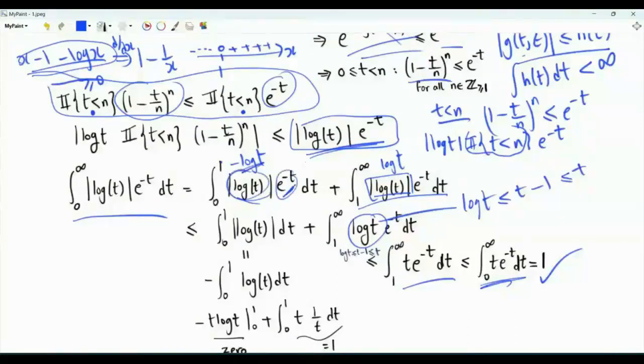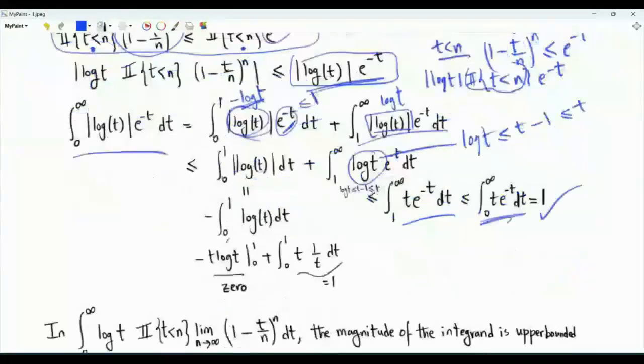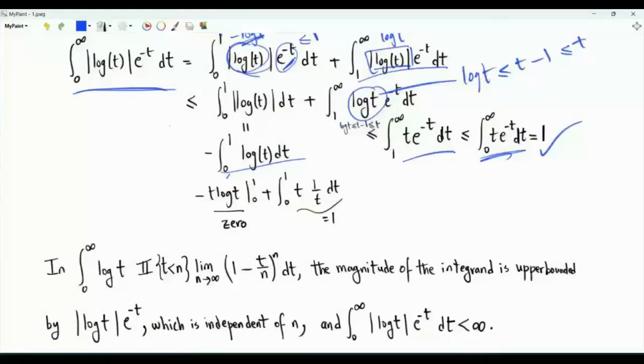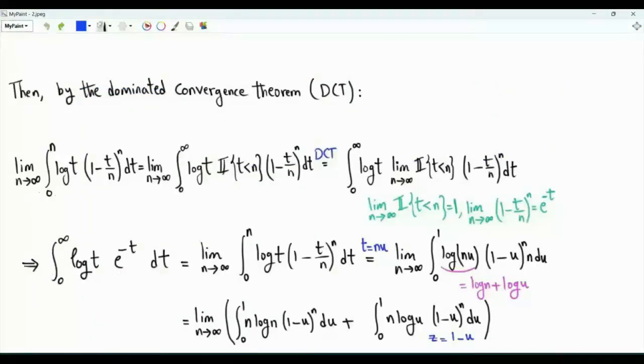Now for the other integral, e to the minus t is less than or equal to 1. We can upper bound e to the minus t by 1, and so this integral here is minus the integral from 0 to 1 of log t dt. We can do integration by parts here, and we also get 1. Since this integral is finite, we can apply the dominated convergence theorem. The limit as n tends to infinity of this integral, which is the same as that one, by the dominated convergence theorem, is equal to the integral of the limit of the integrand as n tends to infinity.